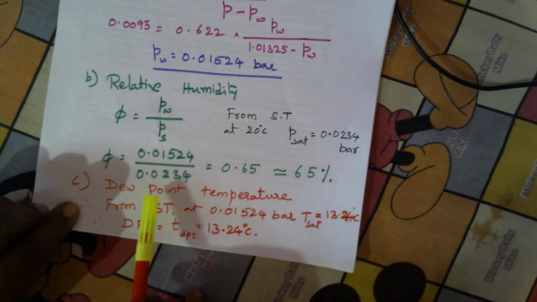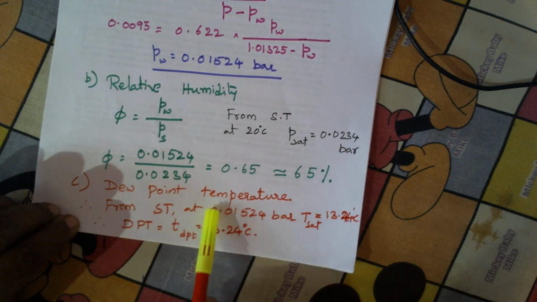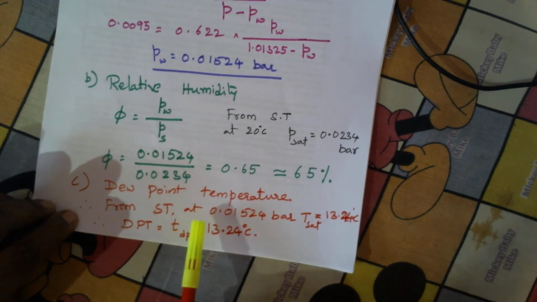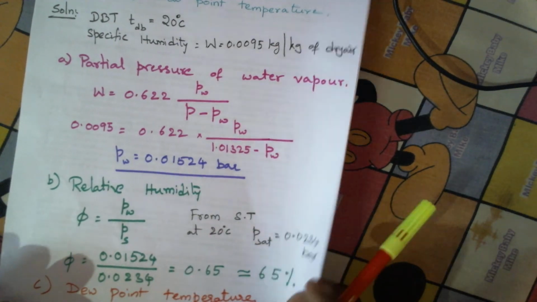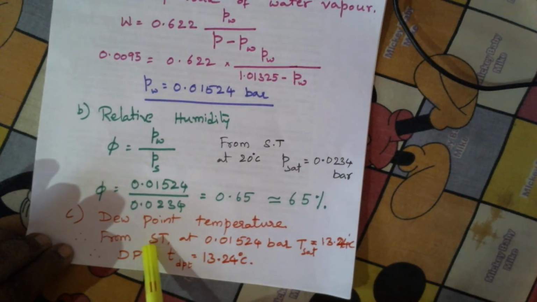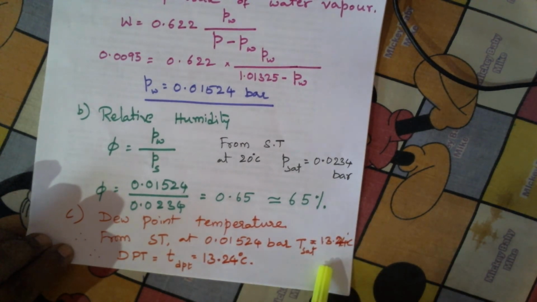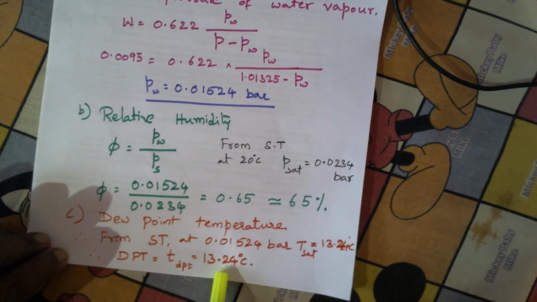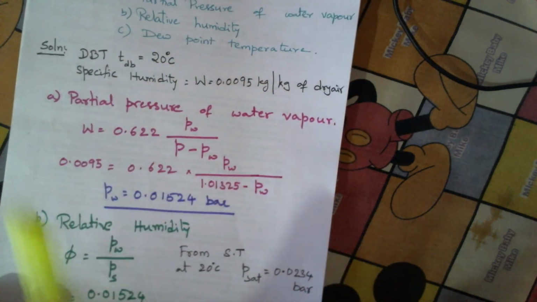And the third parameter, C, dew point temperature. What is dew point temperature? It is the saturation temperature corresponding to partial pressure of water vapor. What is partial pressure of water vapor? 0.01524 bar. So from steam tables, corresponding to 0.01524 bar, what is the saturation temperature? You check. It is 13.24 degrees centigrade from steam tables, which is nothing but the dew point temperature. That is the third point which we require.